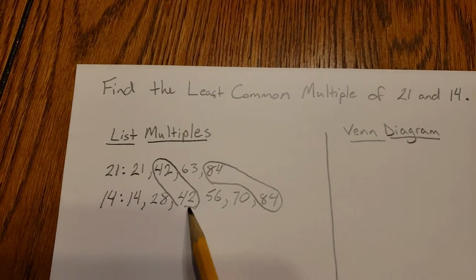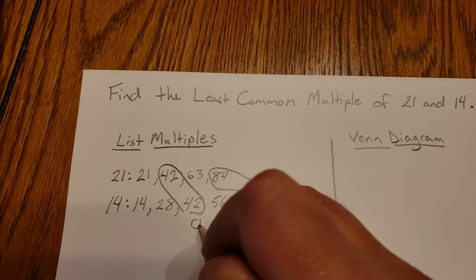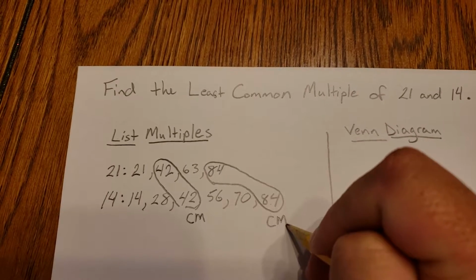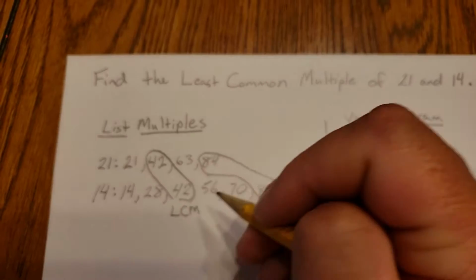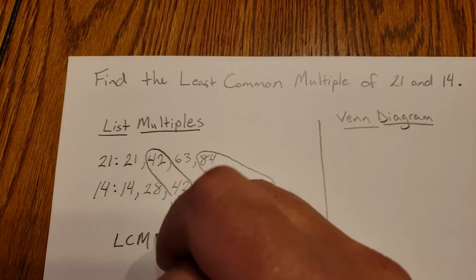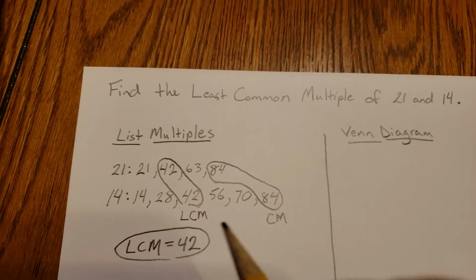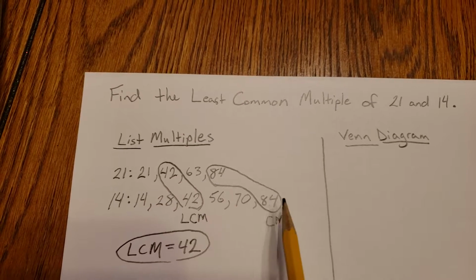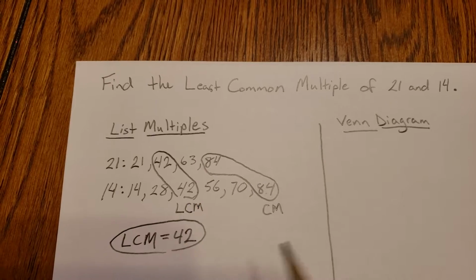So both 42 and 84 are considered common multiples because they are multiples that are in common in both lists. But the 42 is the least common multiple. So the least common multiple, or LCM, is equal to 42. So that means I really could have stopped as soon as I saw 42 is the same. I didn't have to keep going to 84, but I just wanted to show you the difference between a common multiple and a least common multiple.